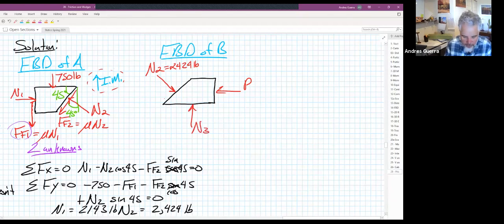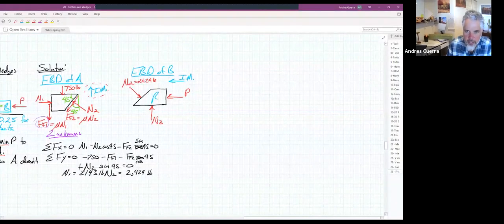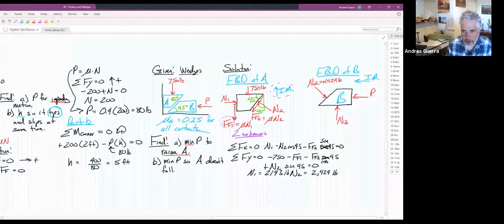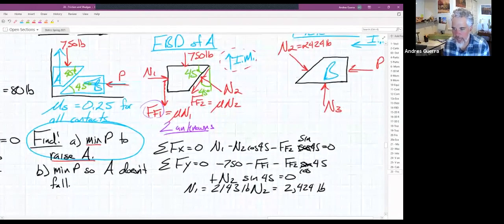And so again, we can figure out our frictional forces based on the direction of impending motion. Our impending motion needs to go to the left, right? Because what would have to happen to block B in order to raise A? Remember, we're doing part A, and part A is to find the minimum P to raise A. So A goes up. Well, that means that B needs to go to the left, doesn't it? And so our impending motion for B is to the left.